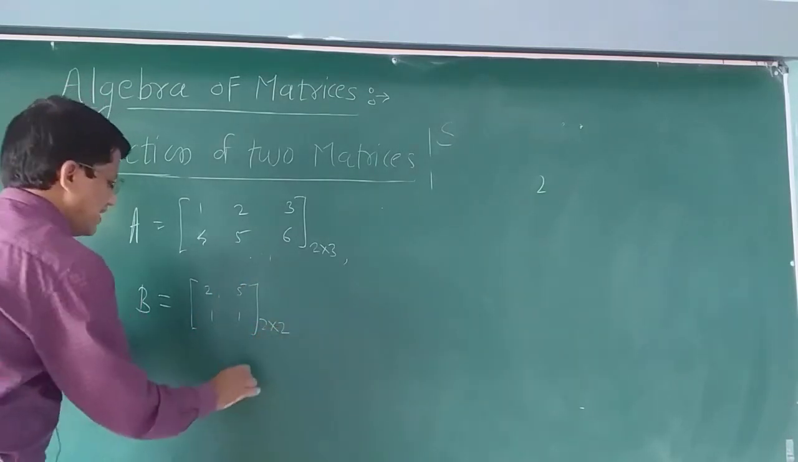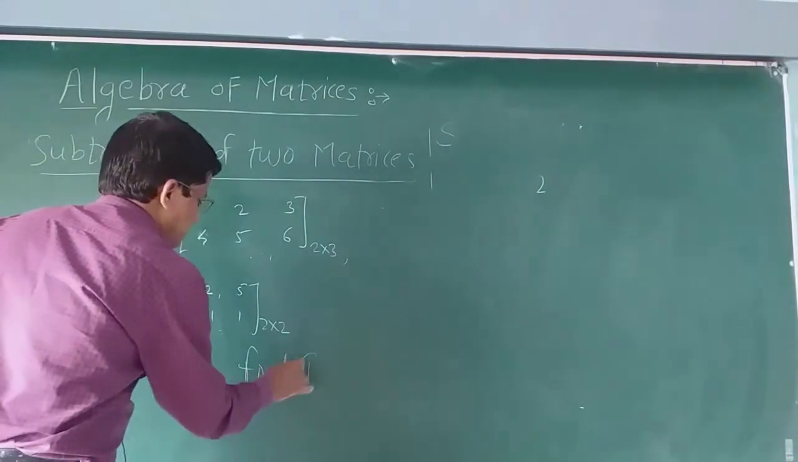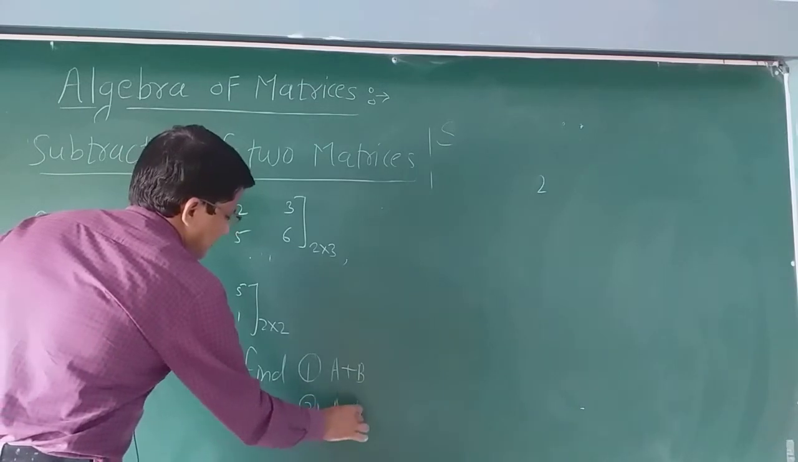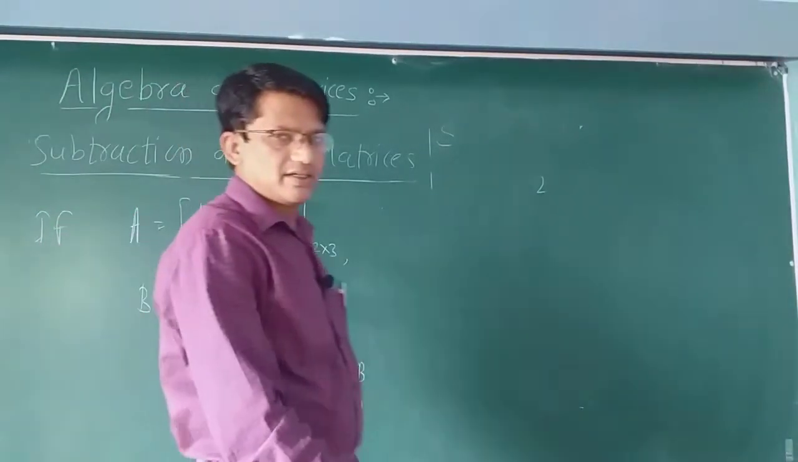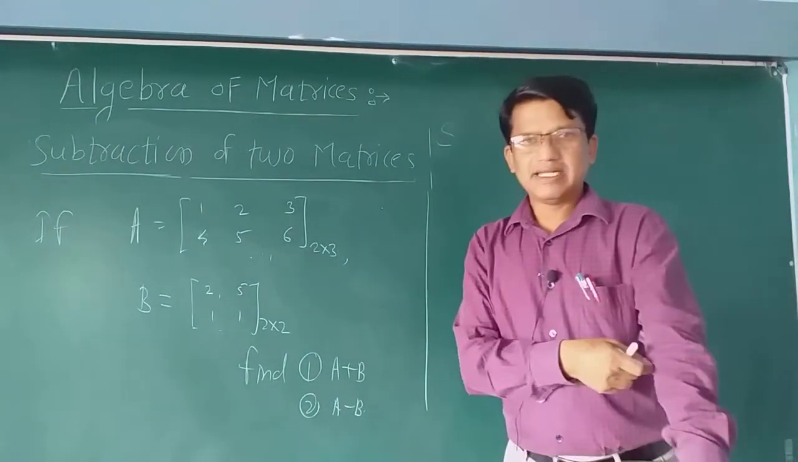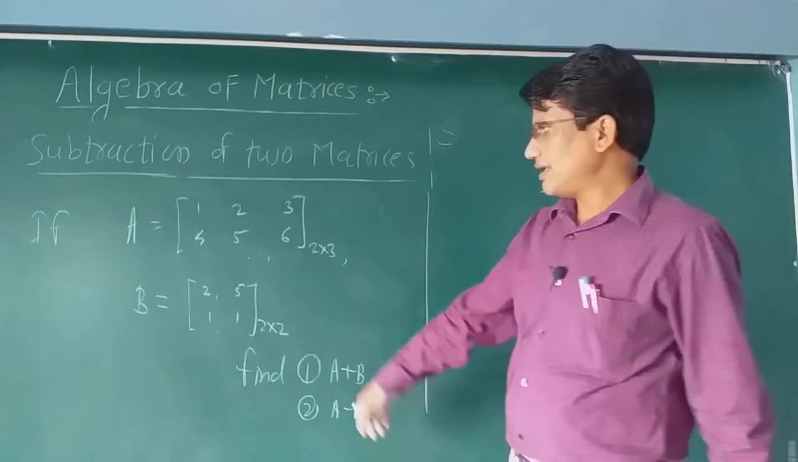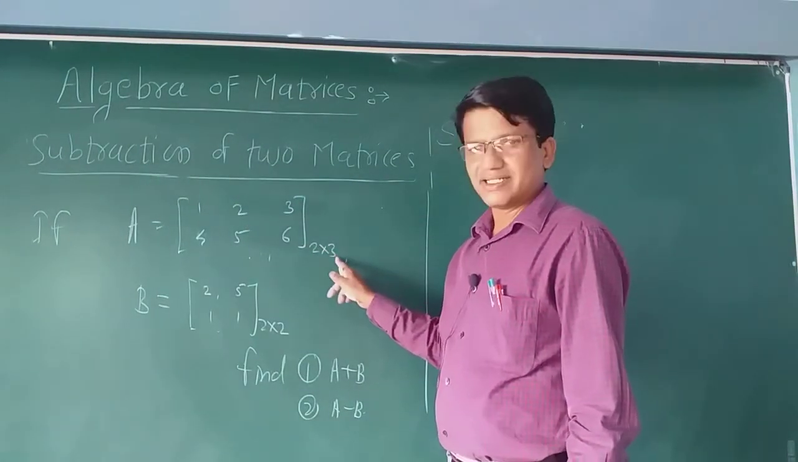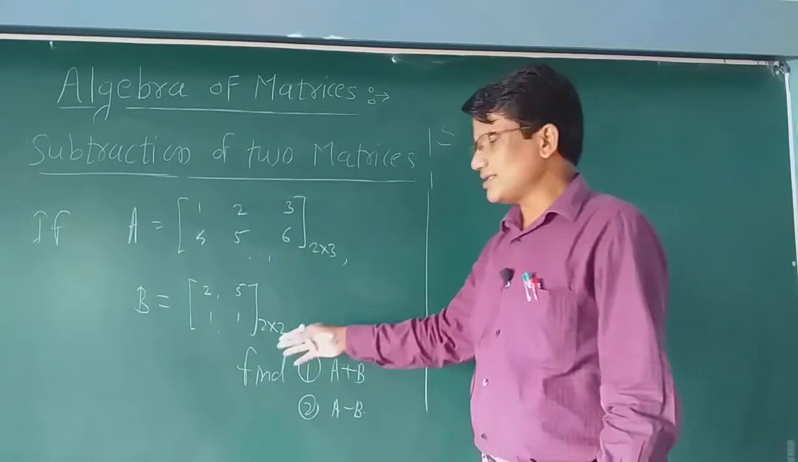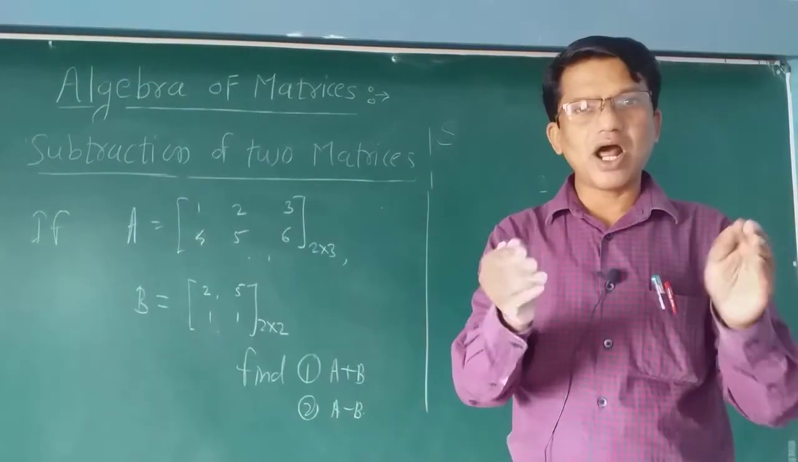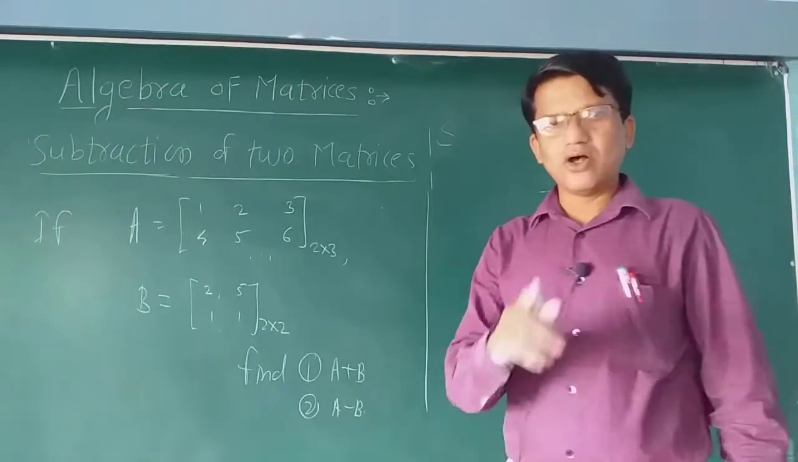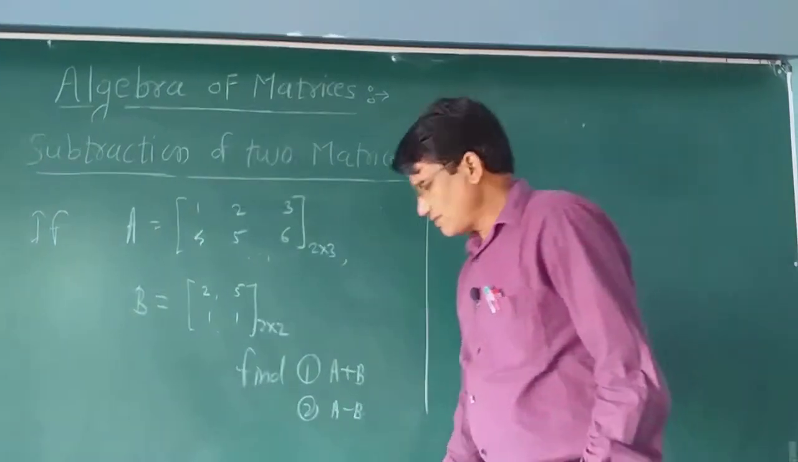Matrix B, suppose 2, 5, 1, 1, with order 2 by 2. Find number 1, A plus B, and number 2, A minus B. Okay, just observe this example. According to our addition concept, the order of the first matrix is 2 by 3 and the order of the second matrix is 2 by 2. The orders of the two matrices are not the same, so we cannot find the addition or subtraction of the two matrices.